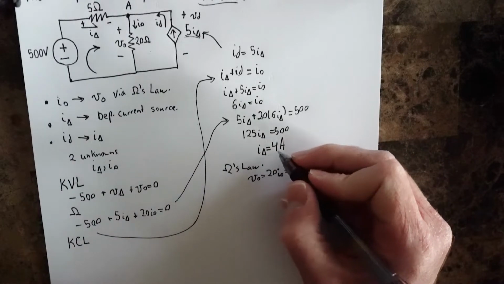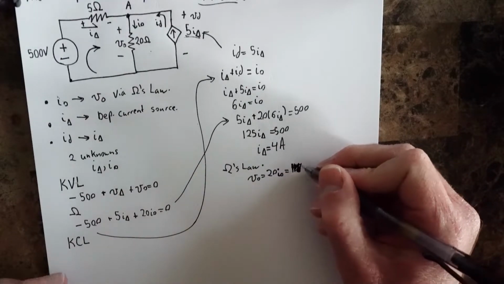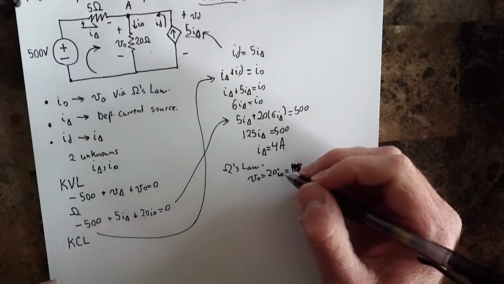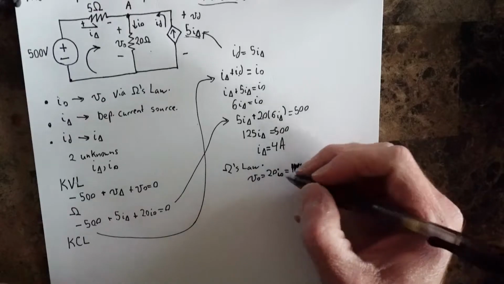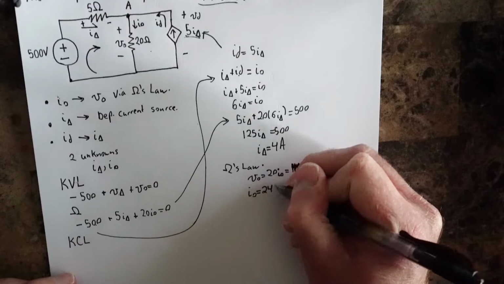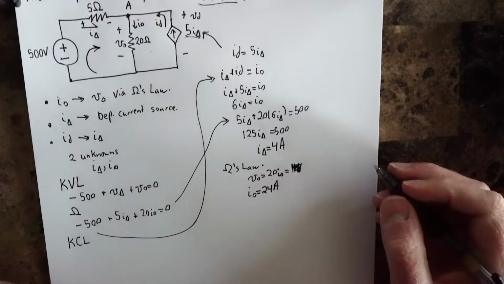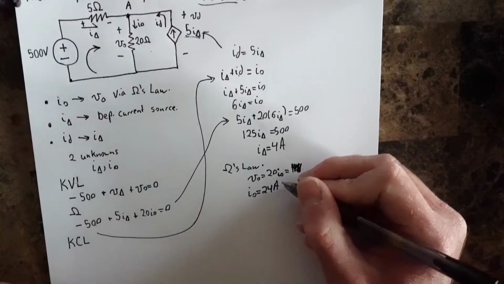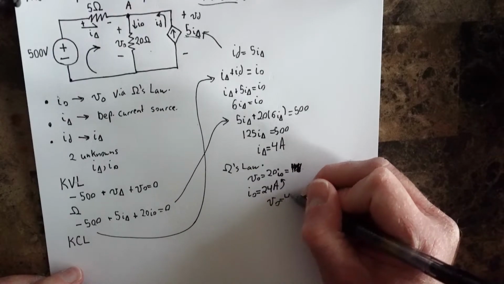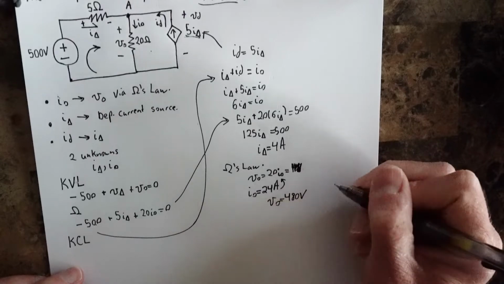So when we have I delta is equal to 4 amps, well, then we can just go back up to this other equation to find that I naught must be equal to 24 amps. Okay, so then plugging this in here nets us a V naught equal to 480 volts.